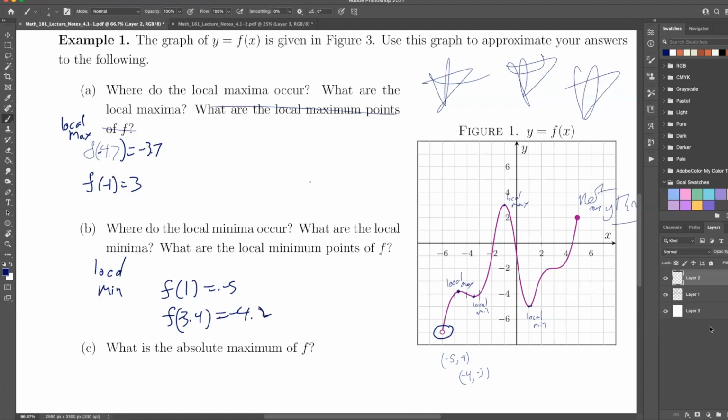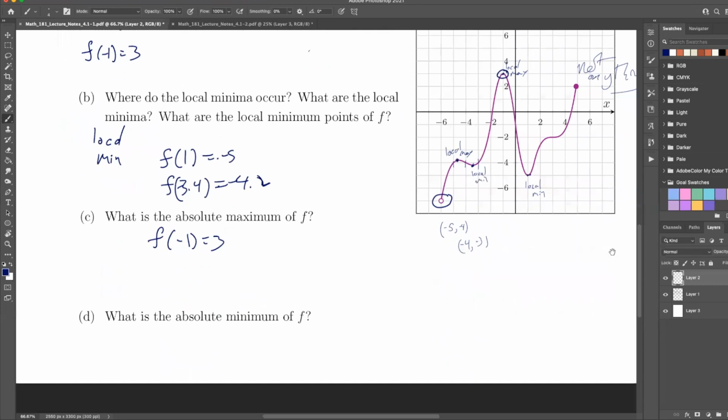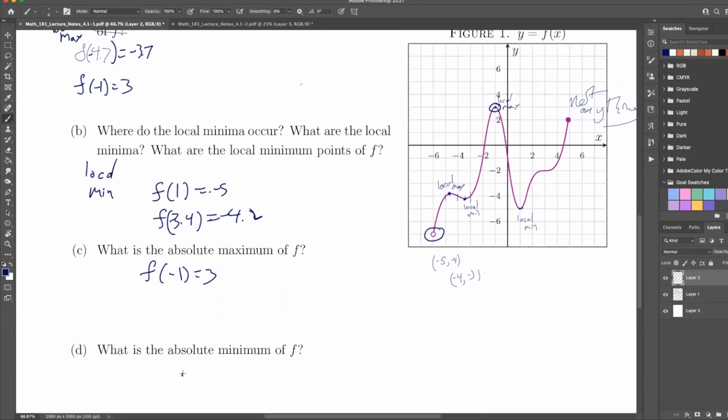What's the absolute maximum here? Well, the absolute maximum occurs right here. That's the highest value for everything in this domain. So the absolute maximum is f of minus 1 equal to 3. That's the absolute maximum. What's the absolute minimum? The thing is, it doesn't have one in this case. And let me explain why.